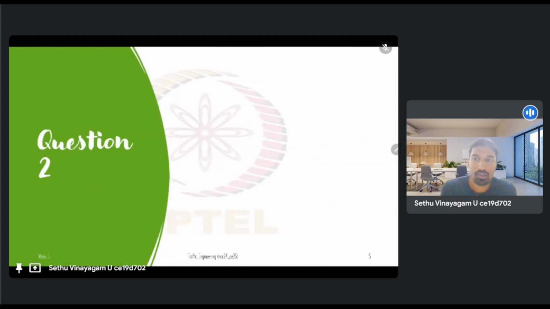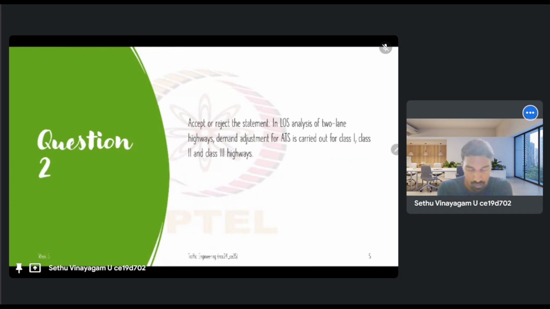Okay, moving on to question number 2, you have to accept or reject the statement. In LOS analysis of two-lane highways, demand adjustment for ATS is carried out for class 1, class 2 and class 3 highways. We will take 1 minute to answer this. You have to go back to the framework that we discussed, and decide whether ATS adjustment is done for the three classes of two-lane highways.